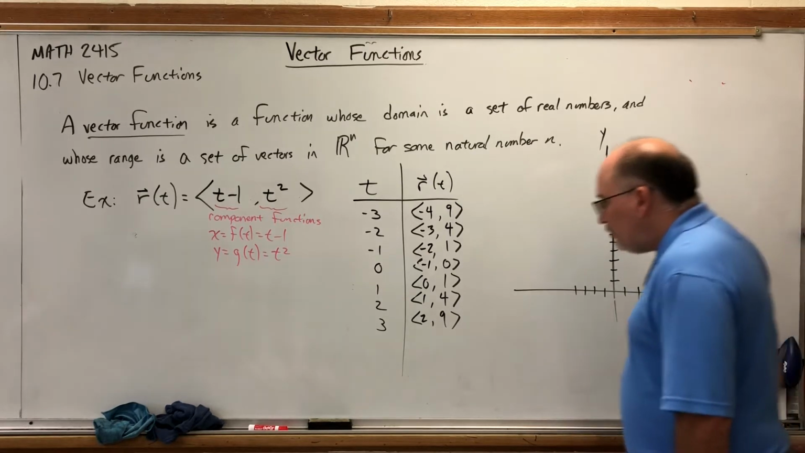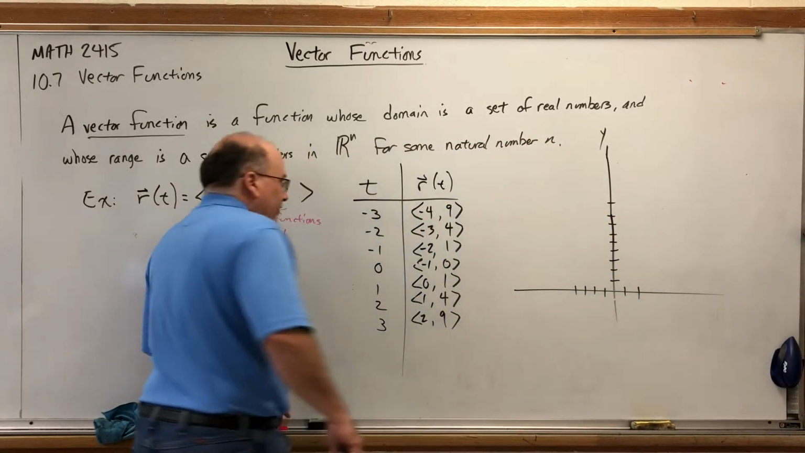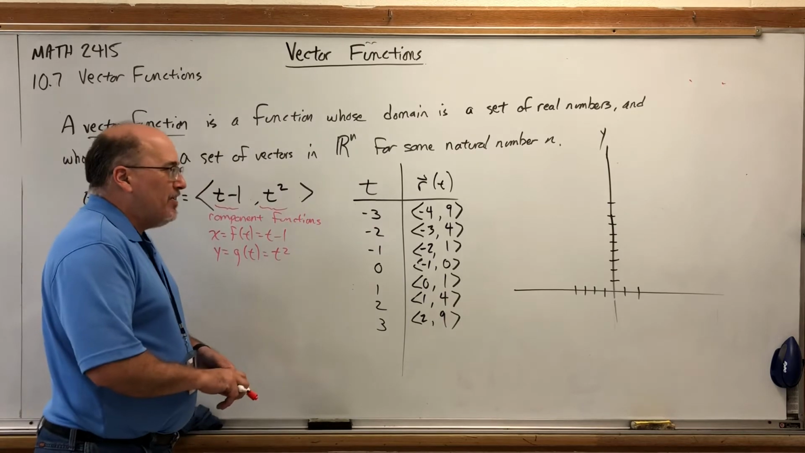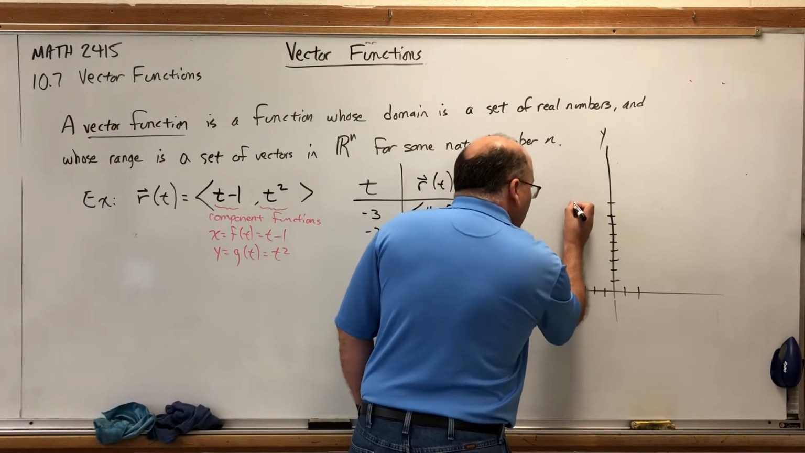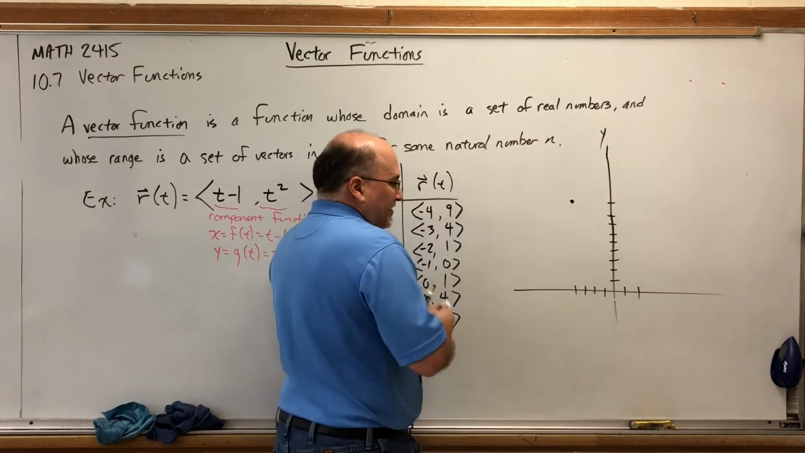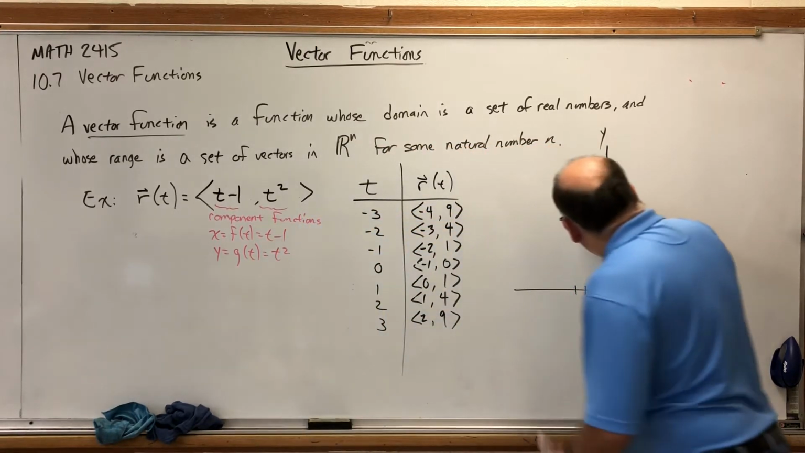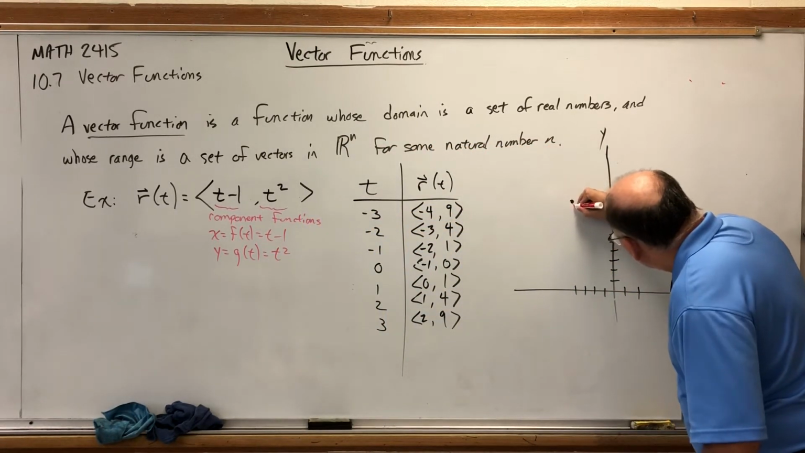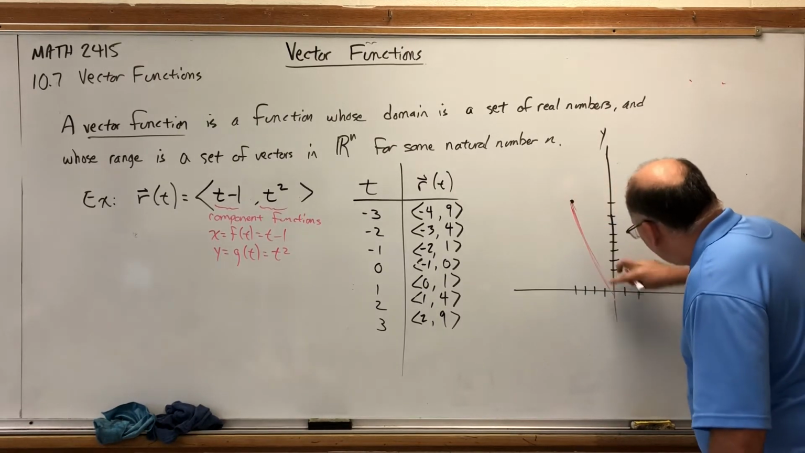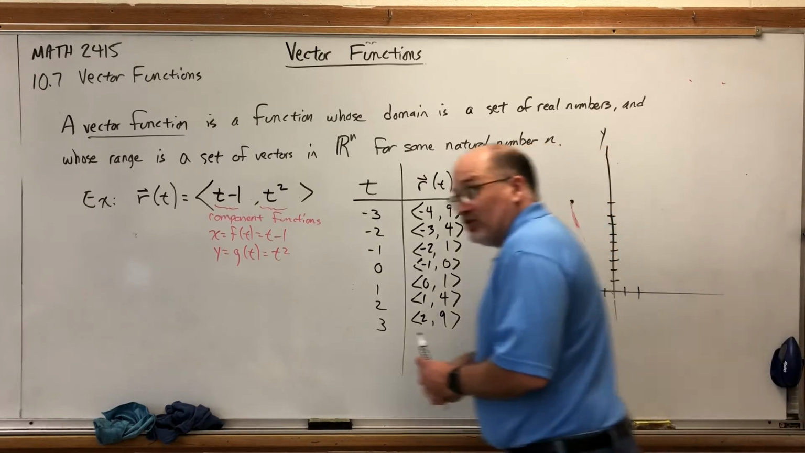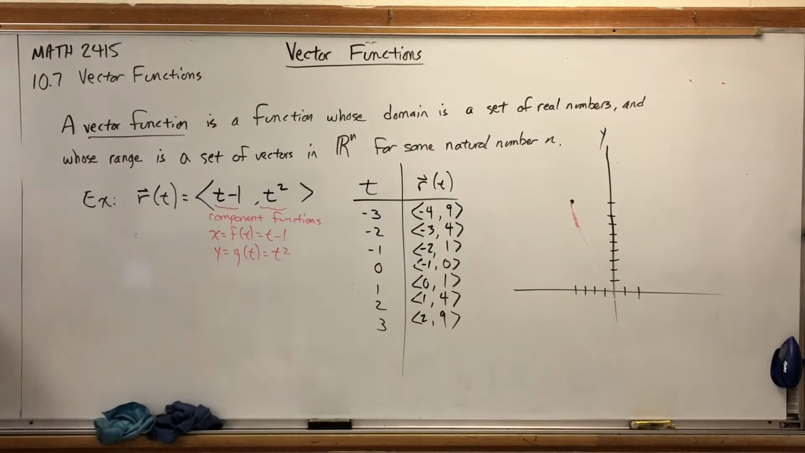All right, let's see what these vectors look like. When t equals -3, I'm at the vector negative 4, comma 9. The point negative 4, comma 9 is up here. As a vector, it would be the vector whose initial point is the origin. Well, let me try that again. How about I get a straight edge? What a novel idea.